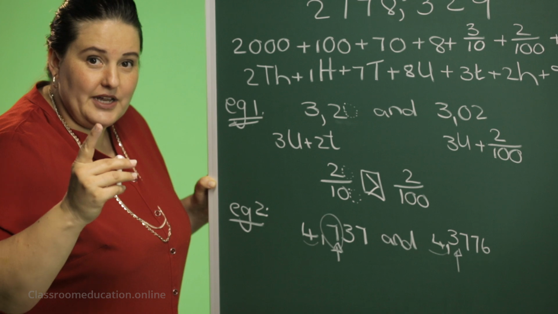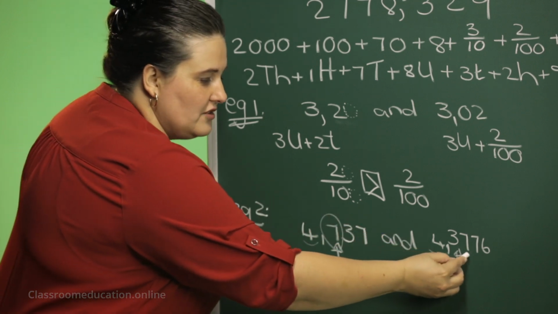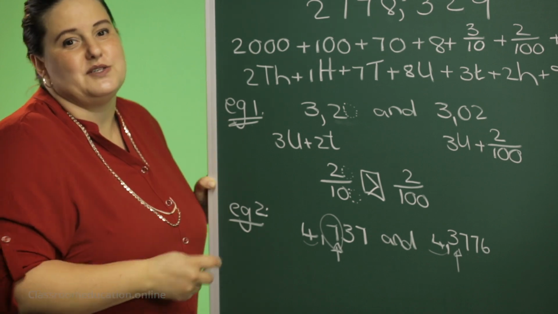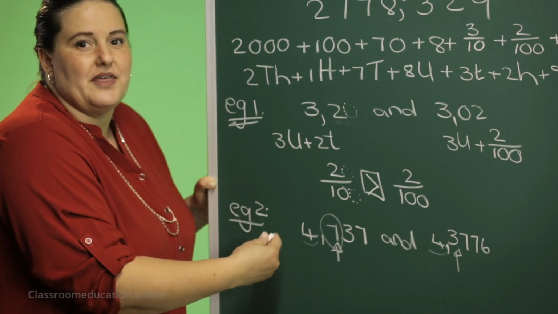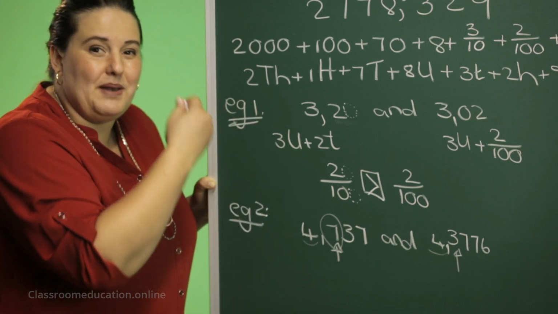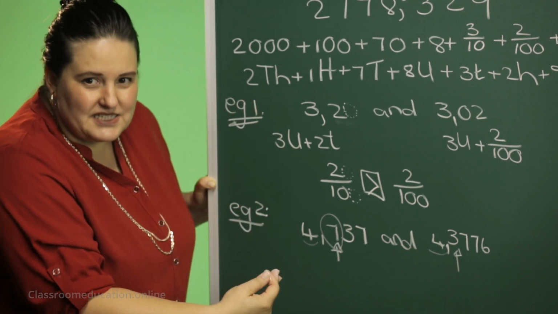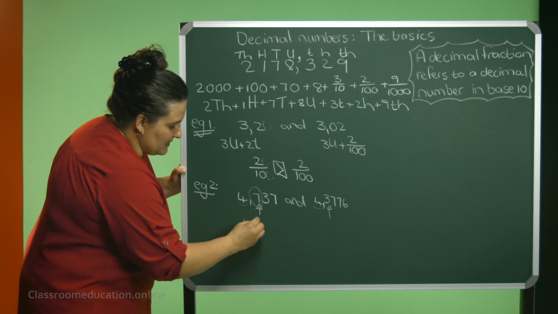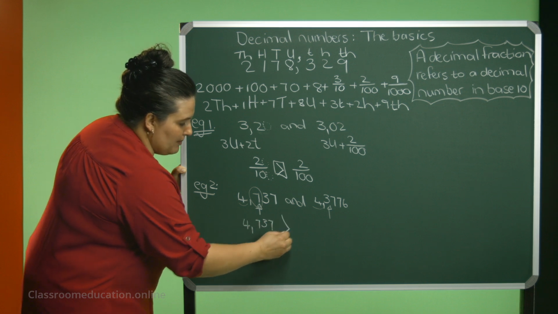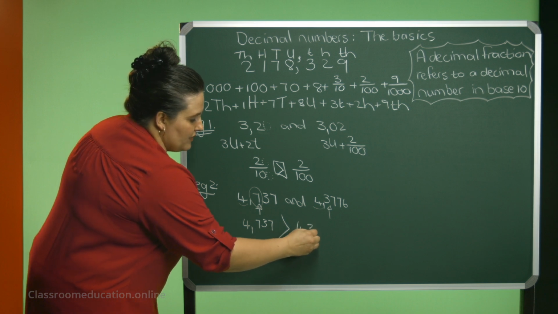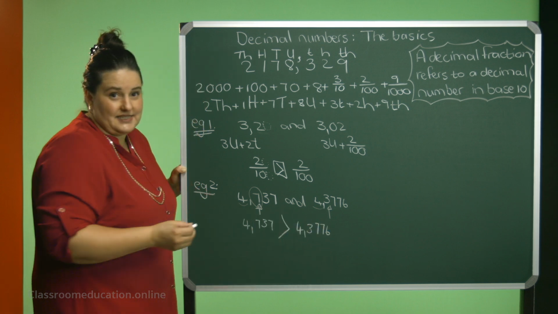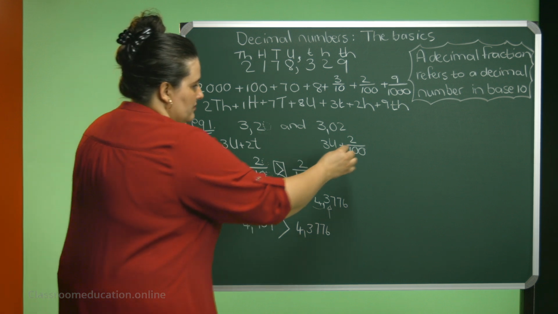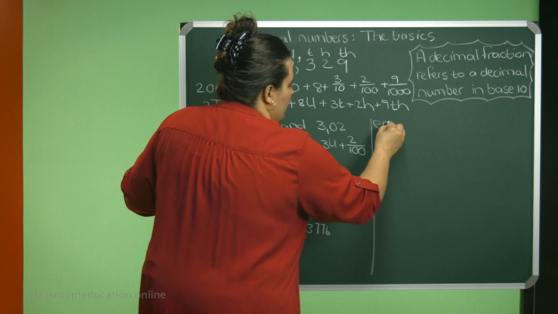And immediately, because this one is bigger, my whole decimal number here will be bigger than that one. It's like I said earlier, you do not check the amount of decimal places. That's not necessarily an indication which value is bigger. You need to compare them bit by bit, place value by place value. And here we have it. So I can say 4,737 will be bigger than 4,3776. I hope you understand. Let's do a last example. Example 3.